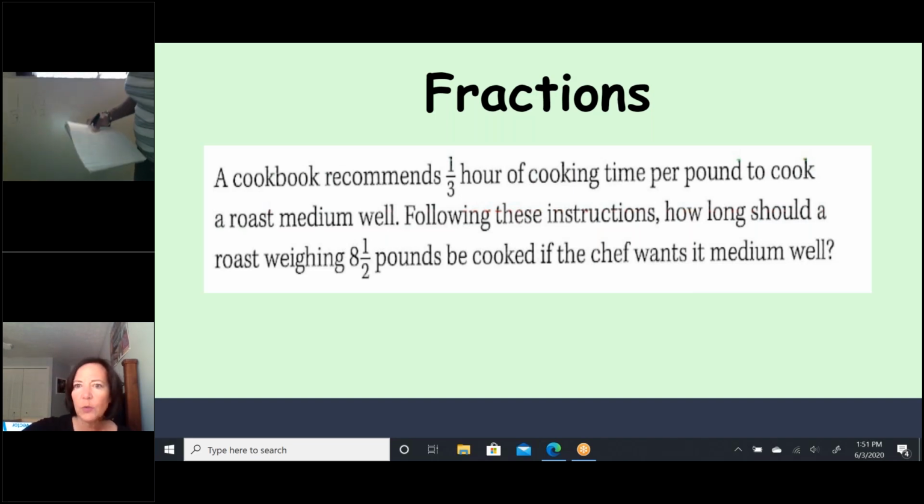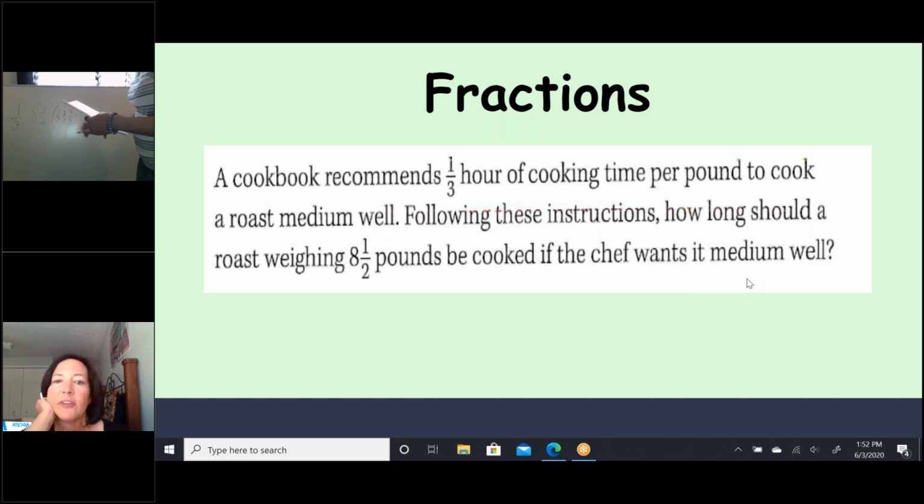But anyway, Lana's in the middle of solving this problem that's on the screen. Talisha, you might want to see if you can work it. This one's a challenge problem. A cookbook recommends 1/3 of an hour of cooking time per pound to cook a roast medium well. Following these instructions, how long should a roast weighing 8.5 pounds be cooked if the chef wants it medium well? So Lana's working it and she's checking her work. And Talisha, you go ahead and try and solve it. When you get your answer, let me know. And then Talisha's writing for me on her whiteboard. I'll have to see if I can squint and see that better.